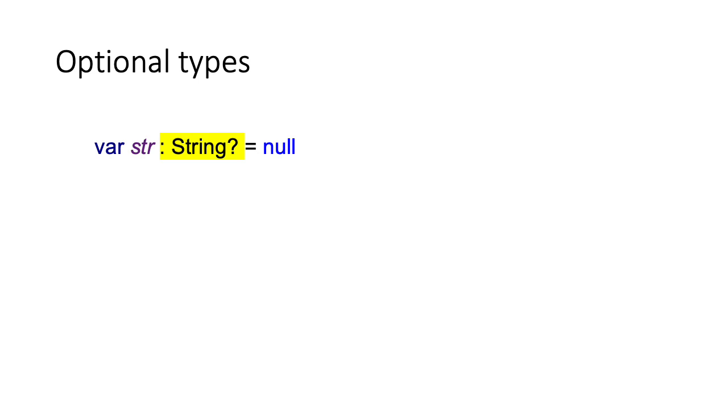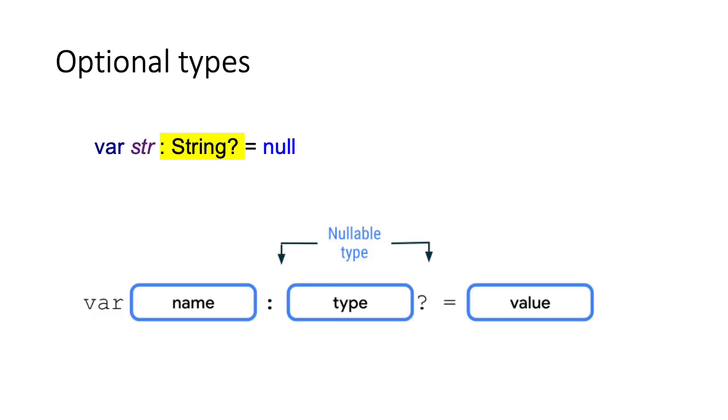Now let's explore optional types. Let's understand this statement a bit more. Notice the question mark after String. Notice the initial value is null. The data type needs to be explicitly specified. Kotlin cannot infer the type automatically because the initial value was null. Here is the general syntax for nullables. The data type needs to be specified.